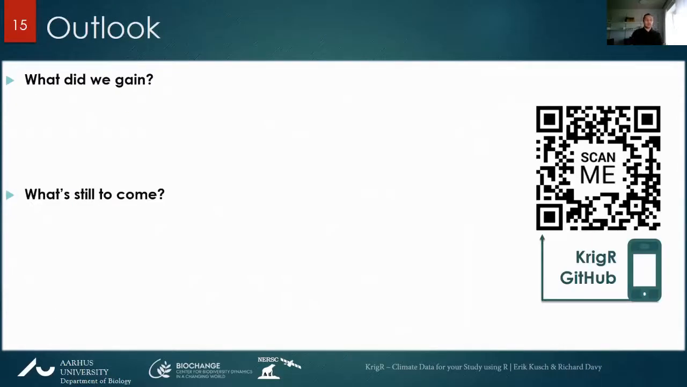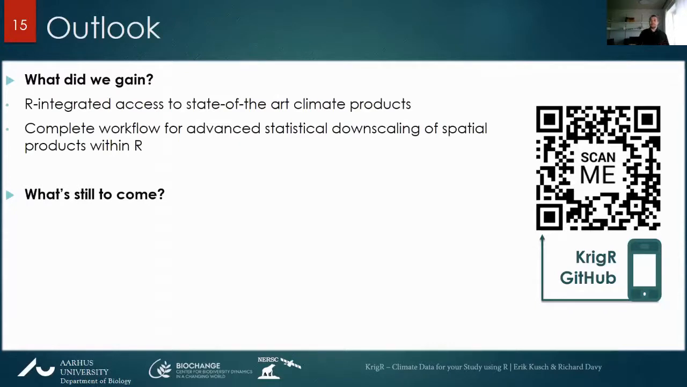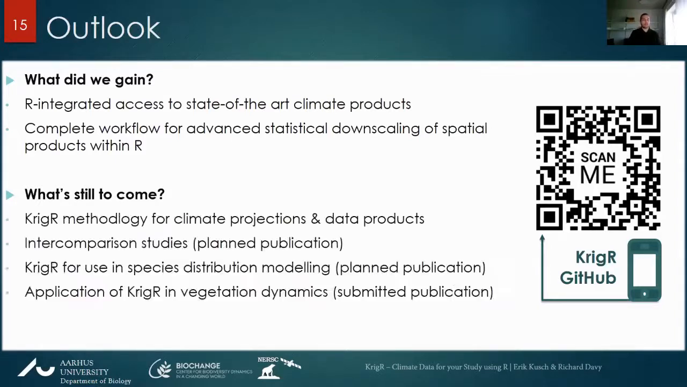So to round this all up, what we gained here is R-integrated access to some state-of-the-art climate products, the best we have right now. A complete workflow for advanced statistical downscaling of spatial products within R, all in just one package.